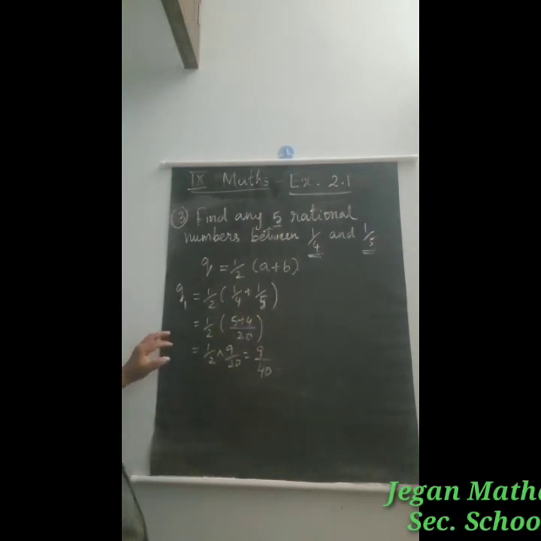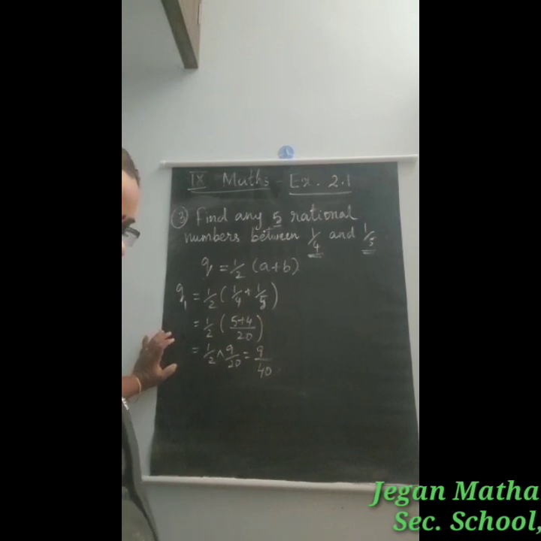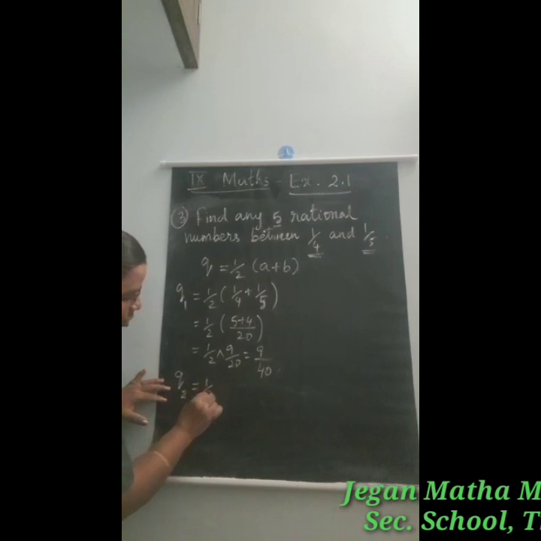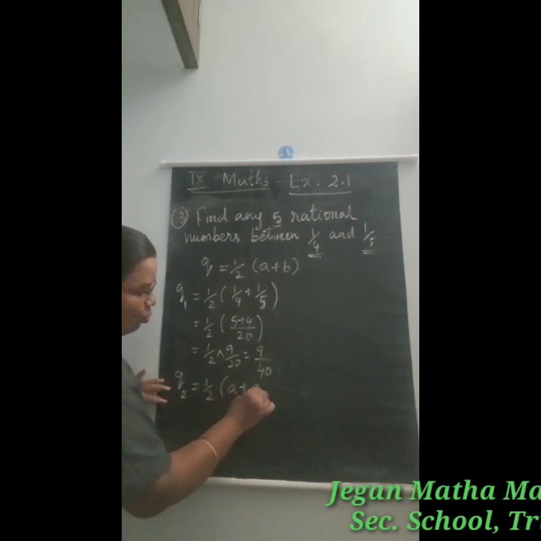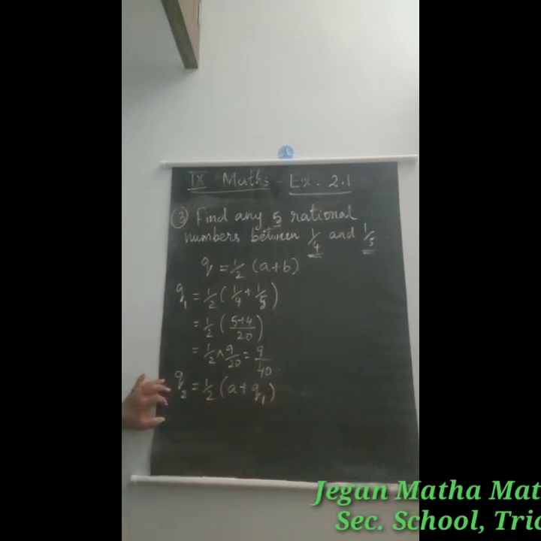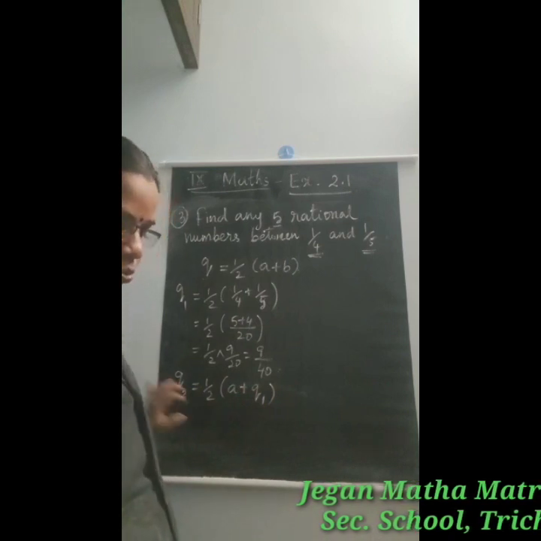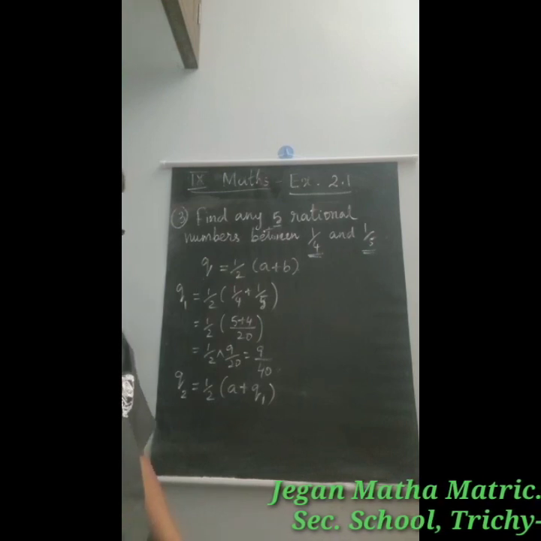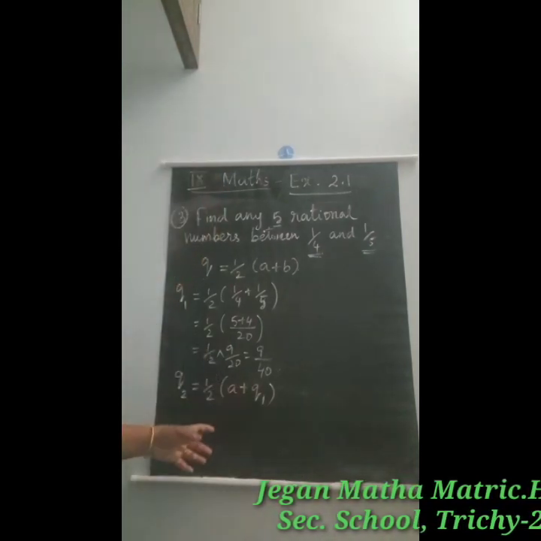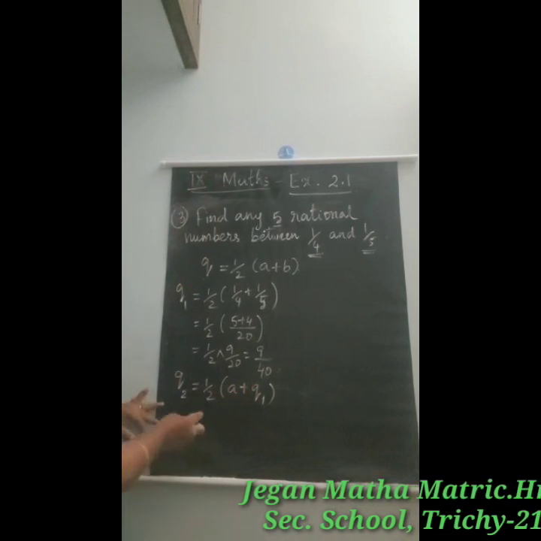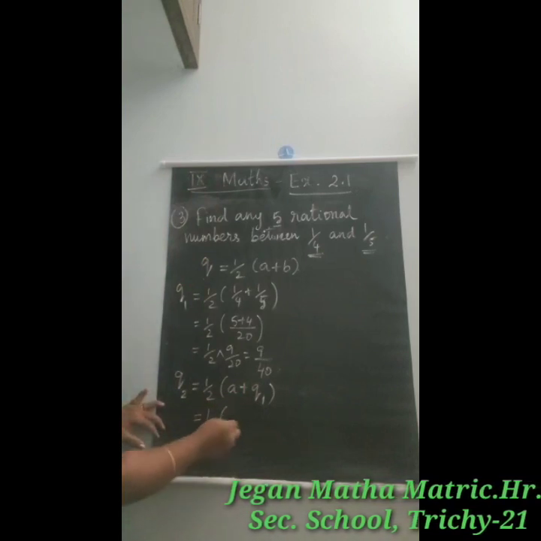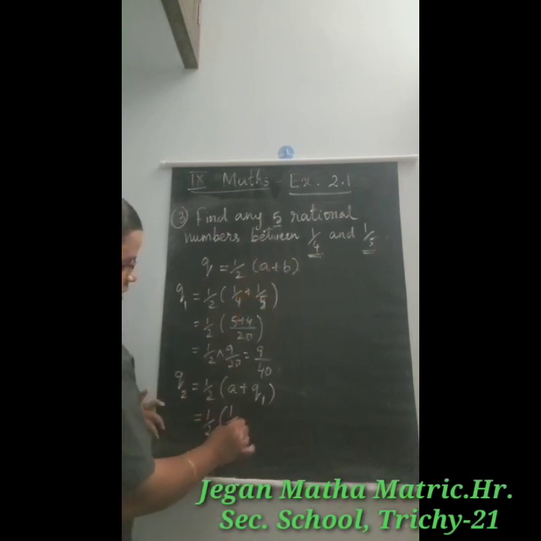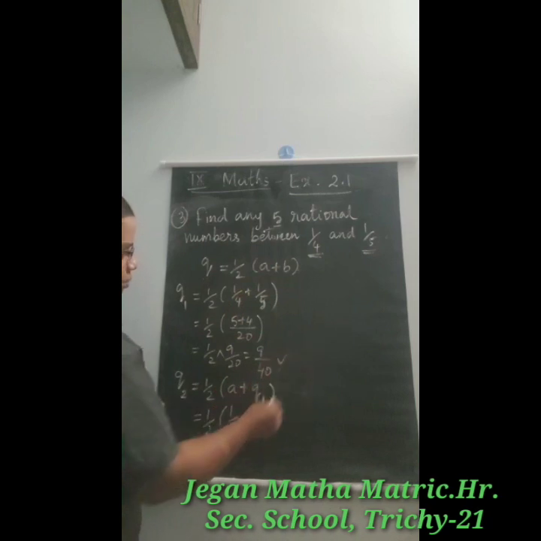And then again Q2. We have to find out Q2. What is the formula for Q2? Next number we have to find out, 1 by 2 into A plus Q1. For the second rational number we have to find A plus Q1, and then A plus Q2, and A plus Q3, like that you have to find out. So that is equal to 1 by 2 into, this is A. What is A? 1 by 4, plus Q1. Q1 is 9 by 40.